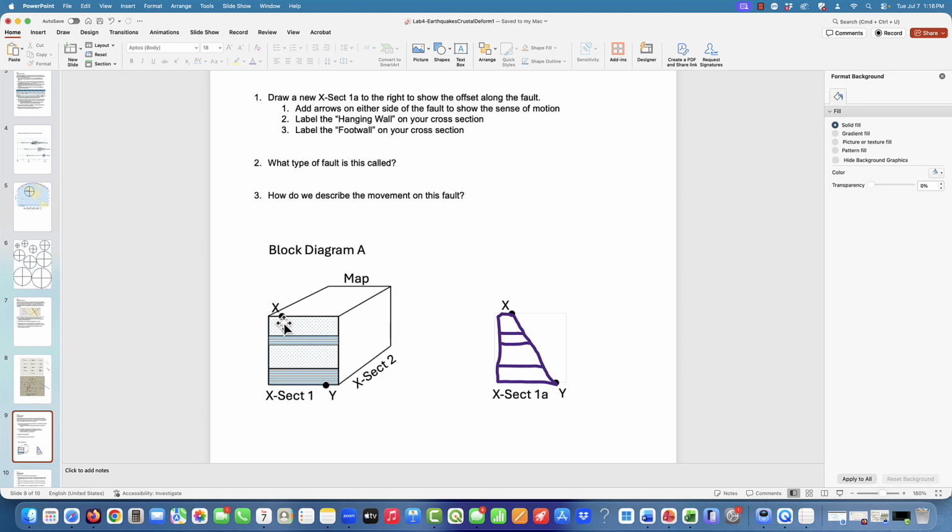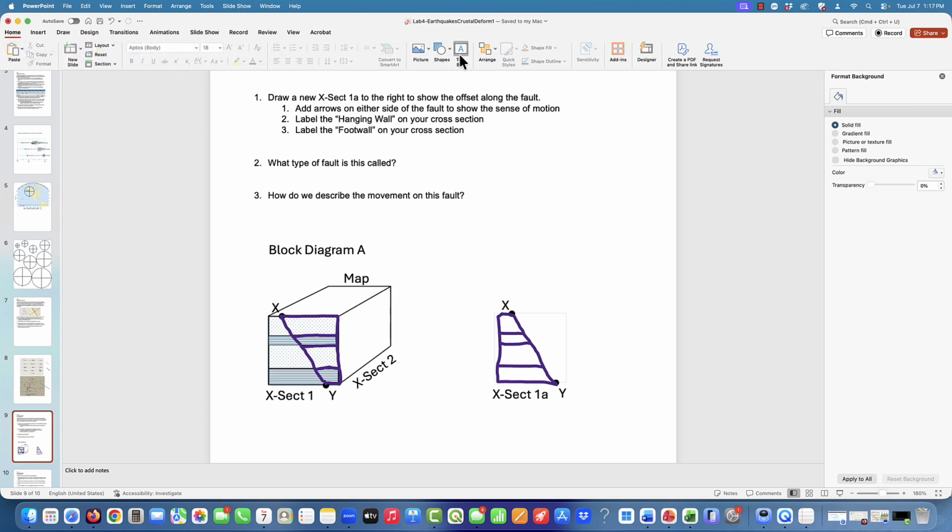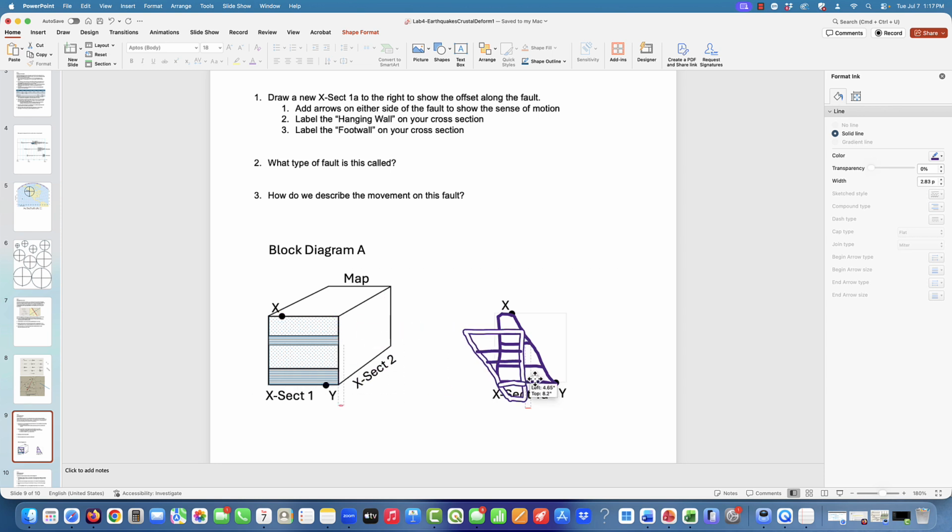So there's half of our block diagram, and now we're going to show it being offset by a fault. Once again, I'm going to go back to my drawing tool so I can draw the other side now. It's also going to share this fault boundary through here. But now I'm going to draw the other side in here. Okay, and go back here, get my pointer tool, and I'm going to move this over here.